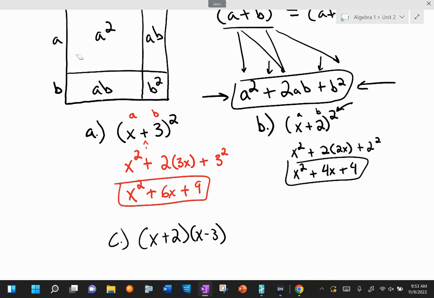Let me do another one. So we just went over a plus b squared, okay? We also need to make sure that we talk about a minus b squared.